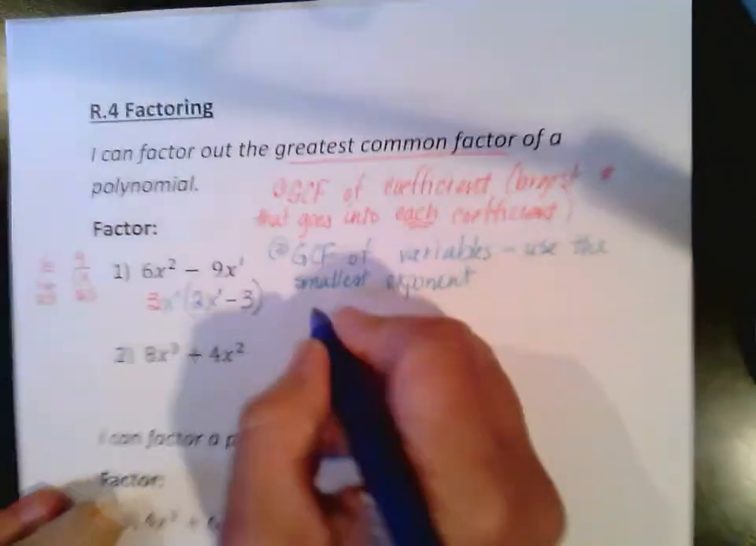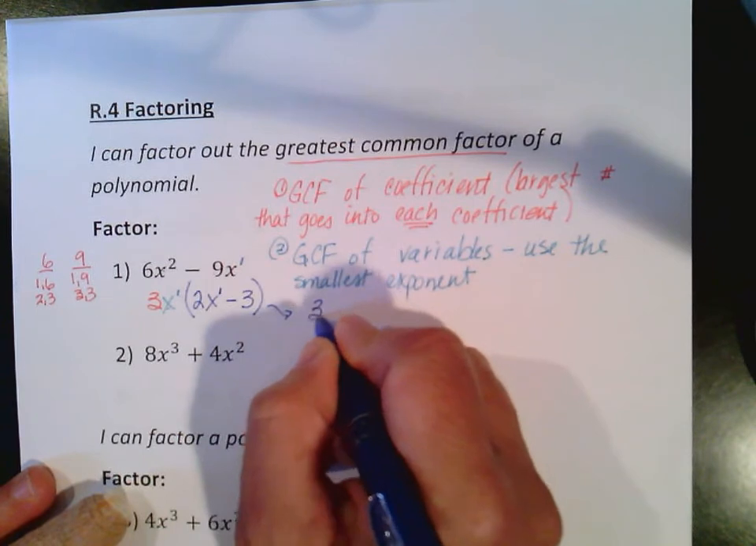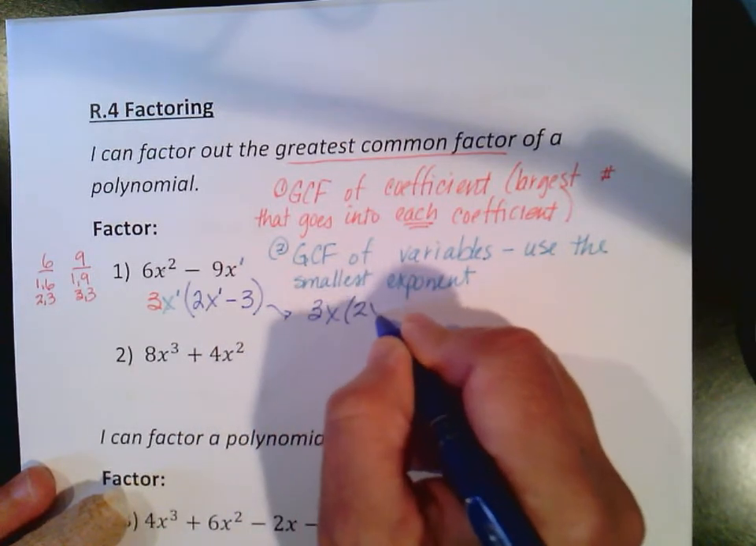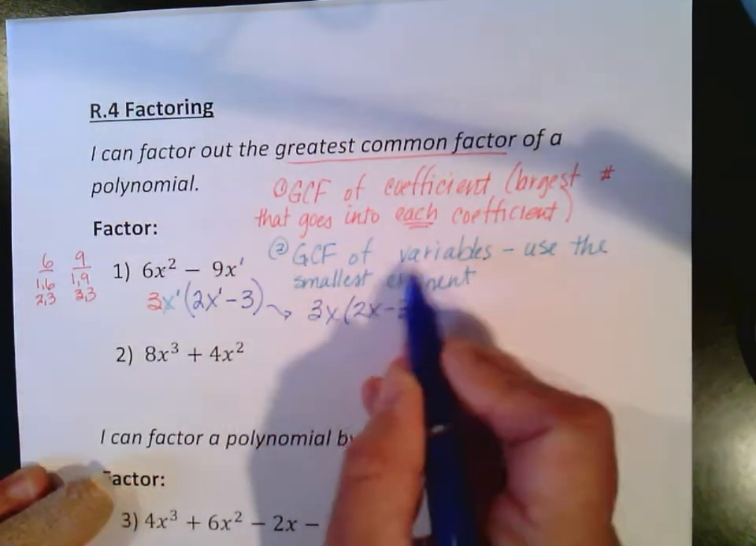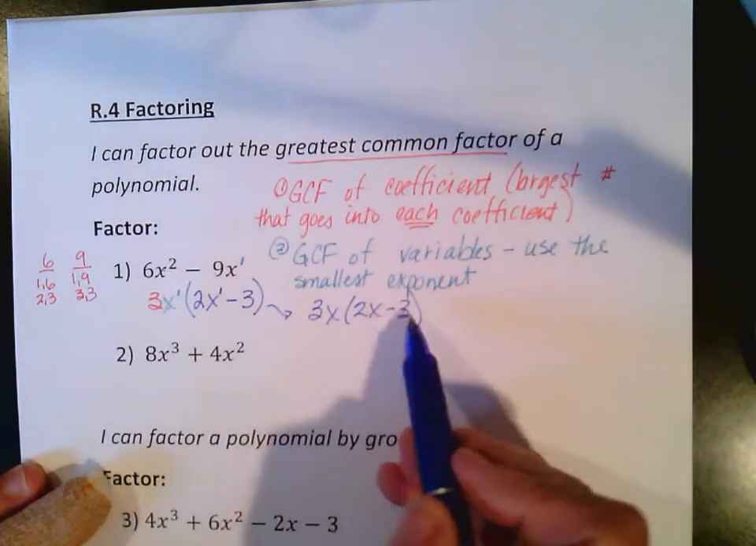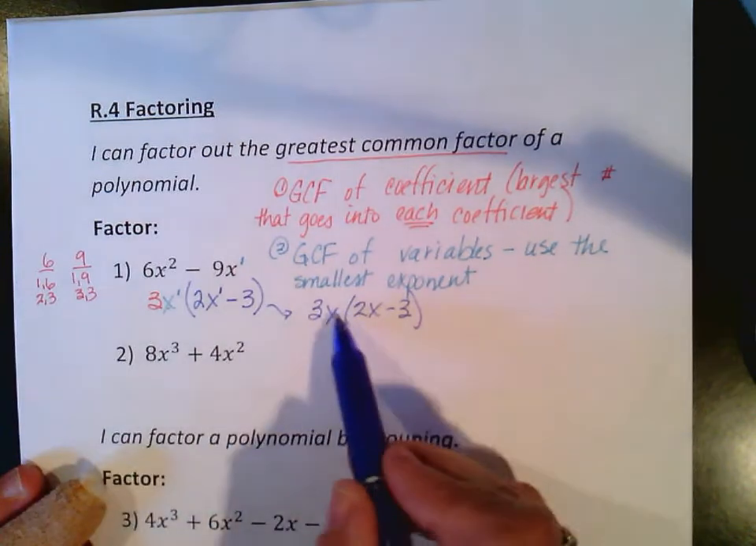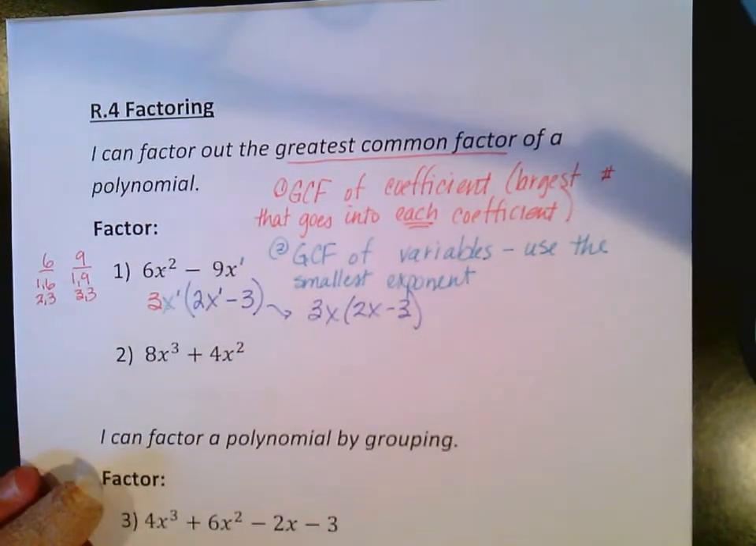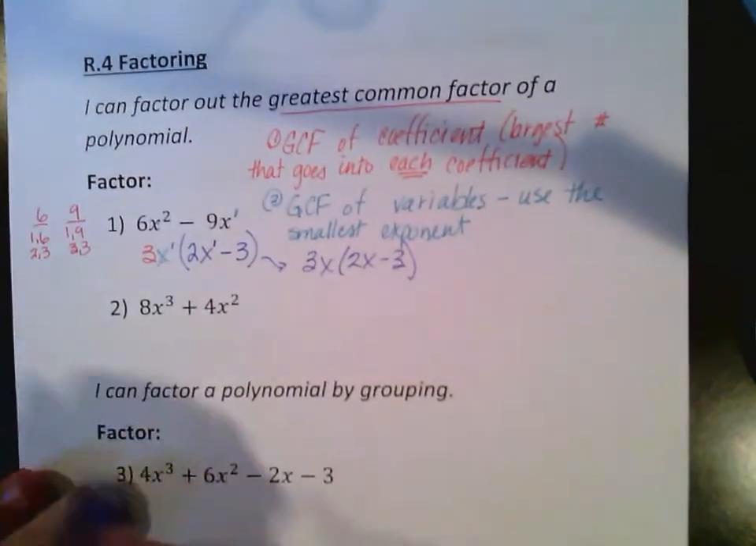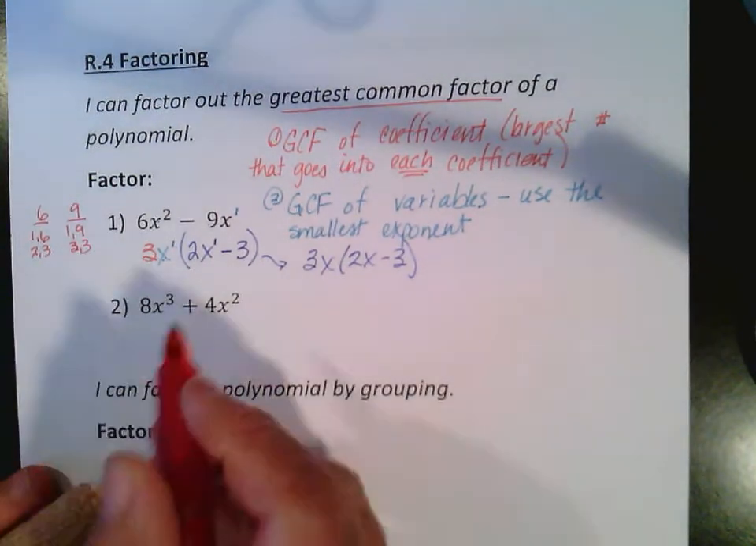So it's 3x times 2x minus 3. The greatest common factor is the 3x. The factored polynomial is going to look like that. And those two things should multiply back to what you started with, and that's why I want you to think of it. So if I look at the next one, my greatest common factor, I'm going to first look at my coefficients.